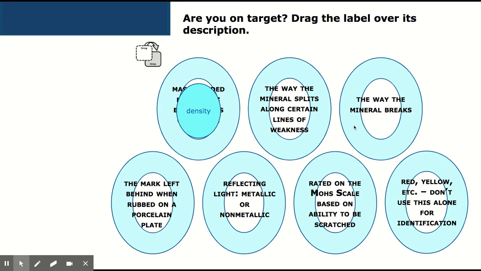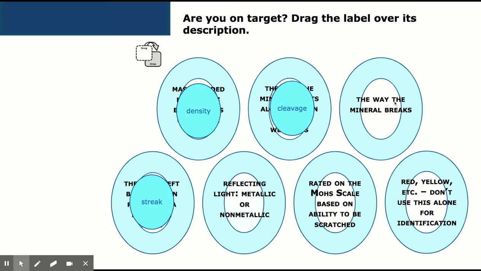So for fracture, think about if you fracture your arm or break your arm, when they put you in the cast, they say you fractured it, right? You fractured your arm. Same thing with the mineral. The way the mineral breaks is its fracture.